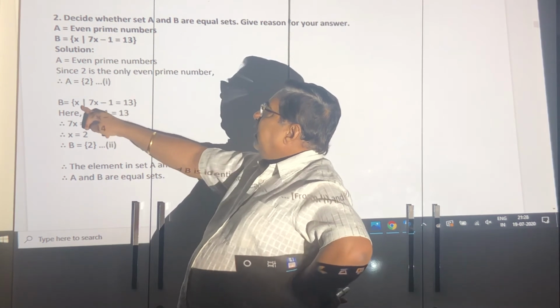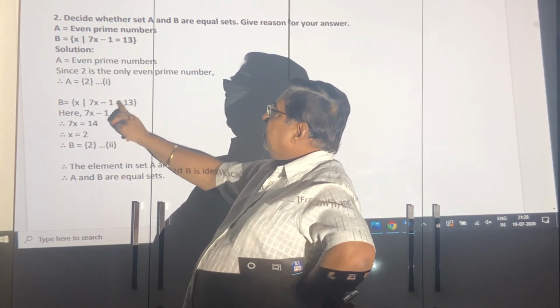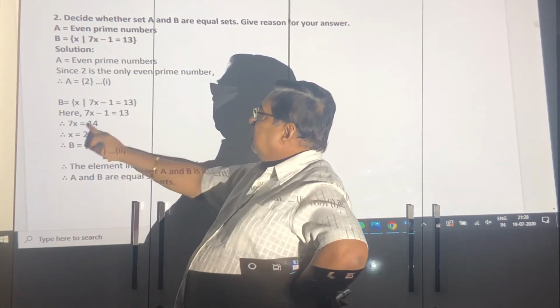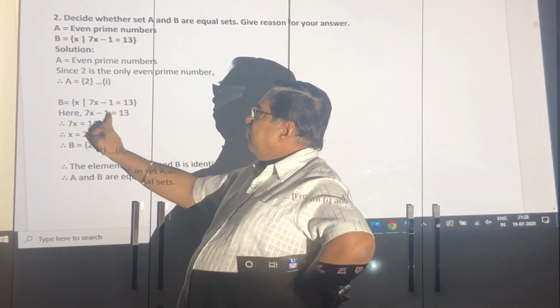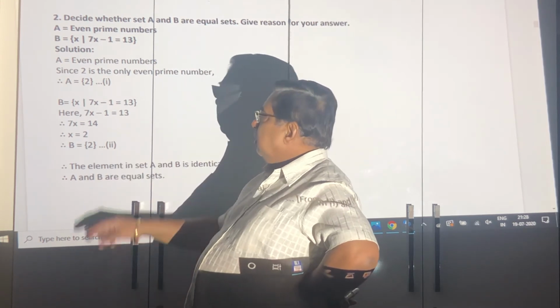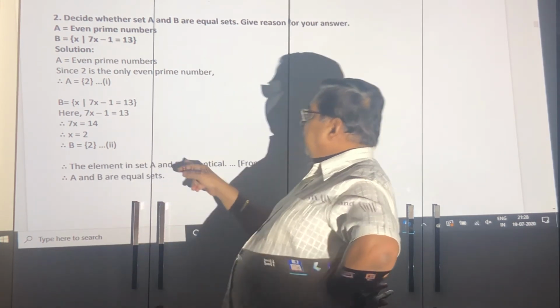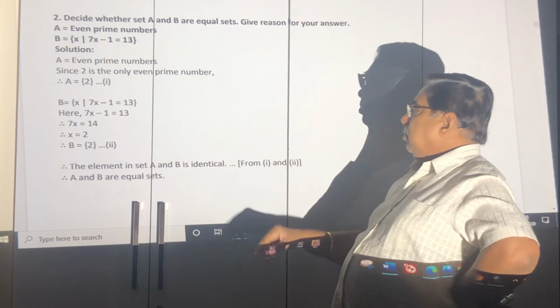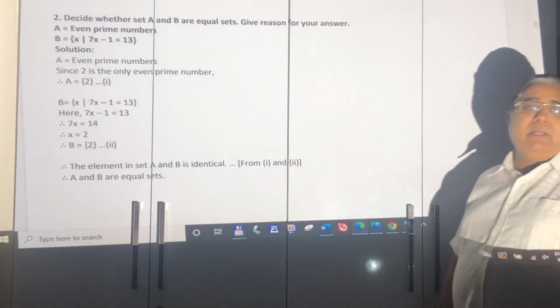B: x is an element such that 7x minus 1 is 13. So 1 will come here, 7x is 14. 7 and 14 divide, x is equal to 2. Set B contains the element 2, a singleton set. Now, every element in A and B is identical, 2 and 2. Therefore, A and B are equal sets.